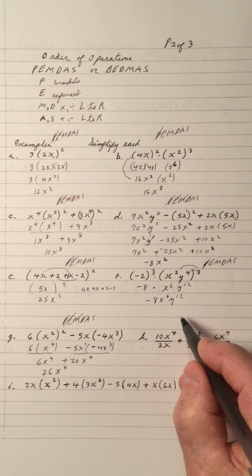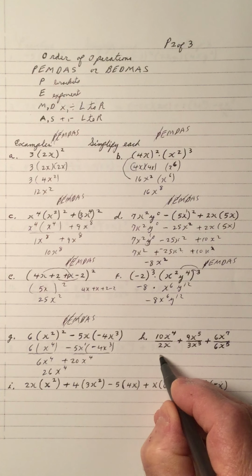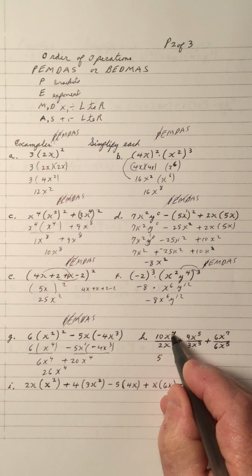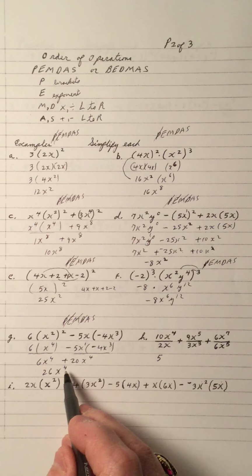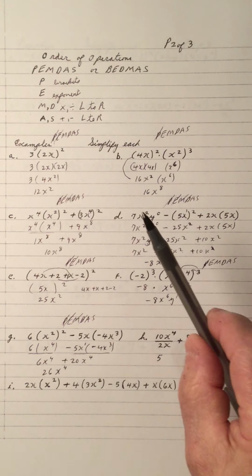PEMDAS. Okay, if you look, I got all divisions. So when you divide 10 by 2, you get 5. When you divide, you subtract. When you multiply, you add. Like where? When you add, right here.